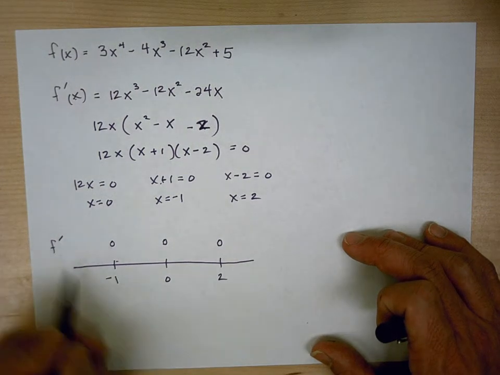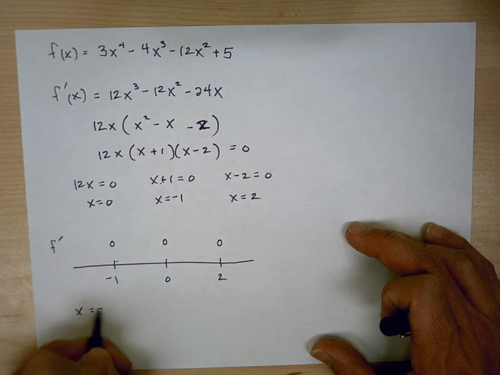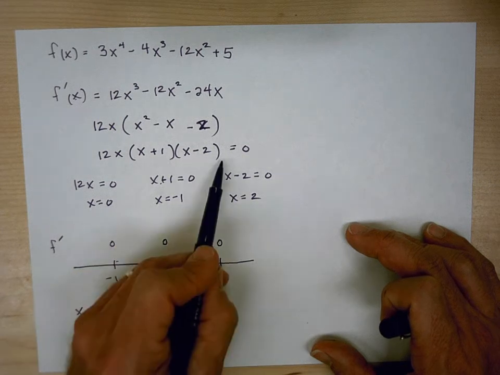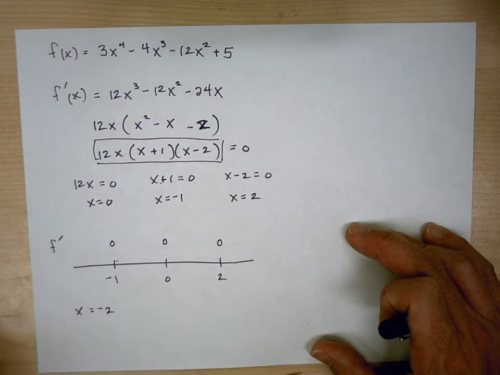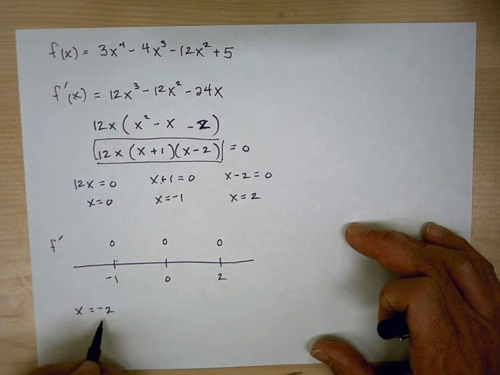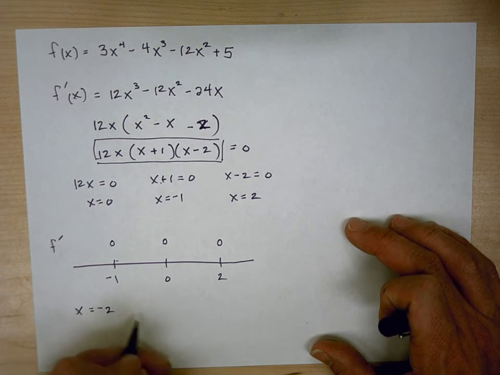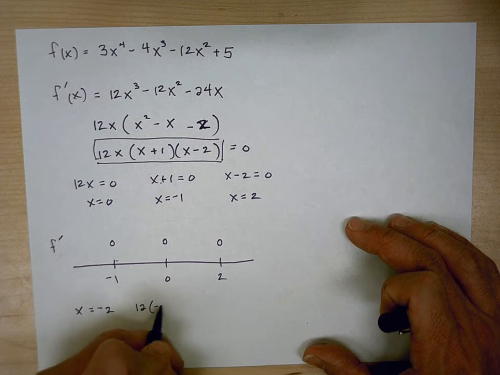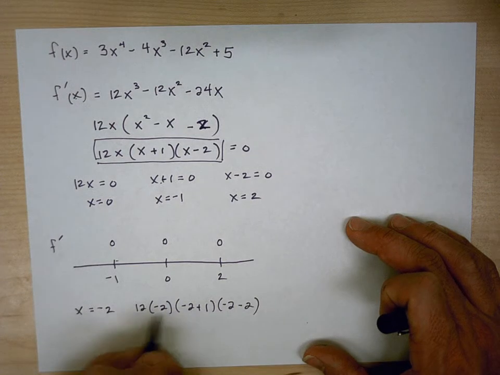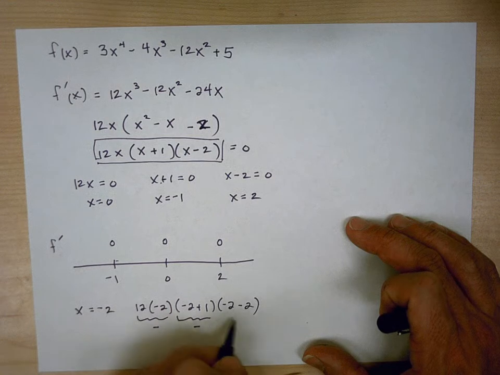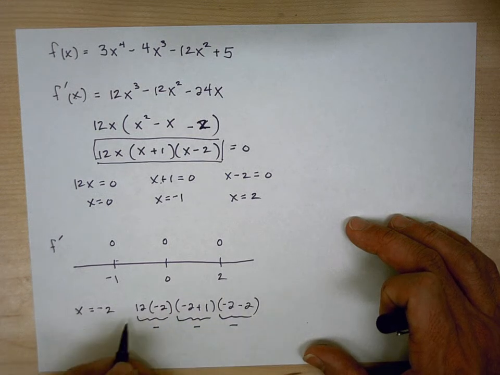So let's try negative 2. All right? And we want to put that back up here into our derivative and see what the sign is. I don't even really care what the value is. I just want to know what the sign of the derivative is when x equals negative 2. All right? So 12 times negative 2, and then negative 2 plus 1, and then negative 2 minus 2. Well, that part clearly is going to be negative. Negative 2 plus 1 is going to be negative, and negative 2 minus 2 is going to be negative. Negative times negative times negative.